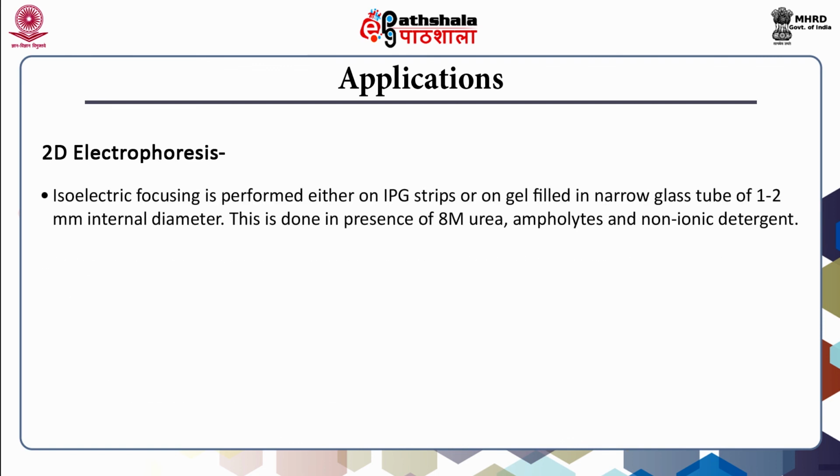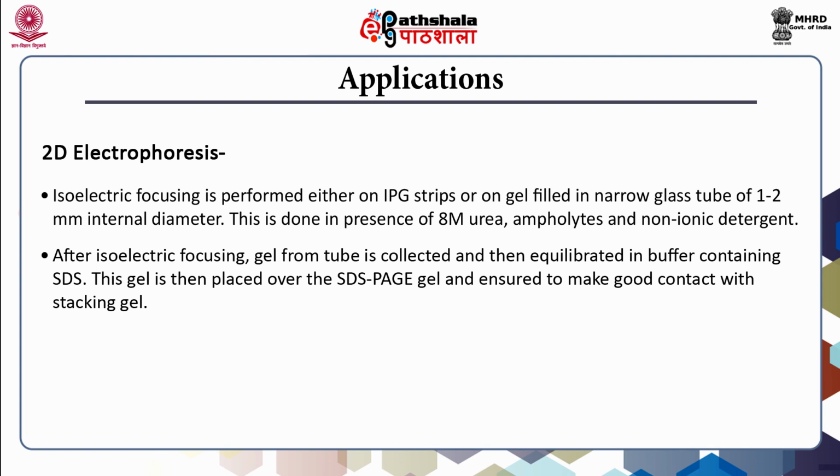Isoelectric focusing is performed either on IPG strips or on gel filled in a narrow glass tube of 1 to 2 millimeter internal diameter. This is done in presence of 8 molar urea, ampholytes and non-ionic detergent. After isoelectric focusing, the gel from the tube is collected and then equilibrated in buffer containing SDS.